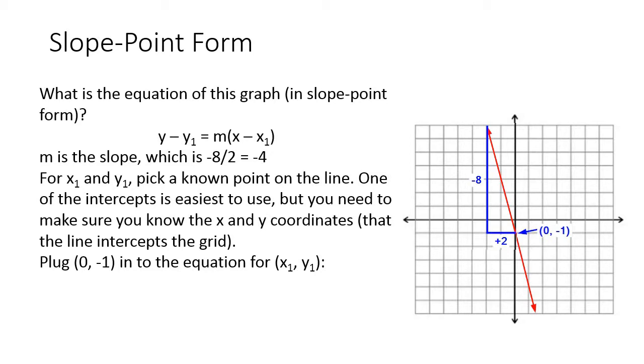So plug (0, negative 1) into the equation for x1 and y1. So I plugged in 0 for x1, so the 0 was where x1 was. And again, it's good convention whenever you do a substitution, a plugging in, to use brackets where you plug it in. And y1 here is a negative 1. We plugged in negative 1 for y1 here. And of course we plugged in negative 4 for our slope. And just a bit of simplifying, y plus 1 on the left-hand side equals negative 4 times x minus 0. And this is in slope point form now.